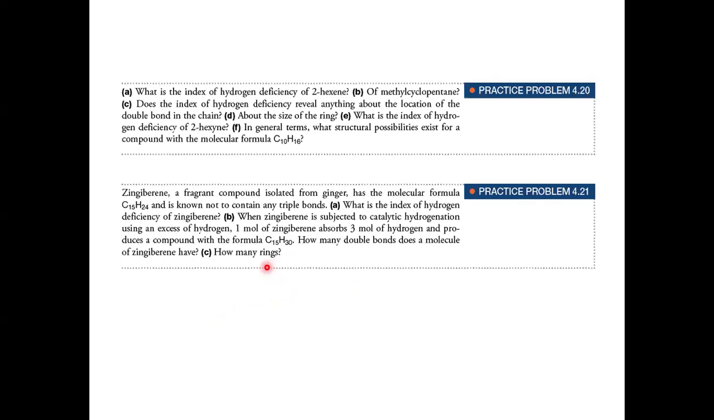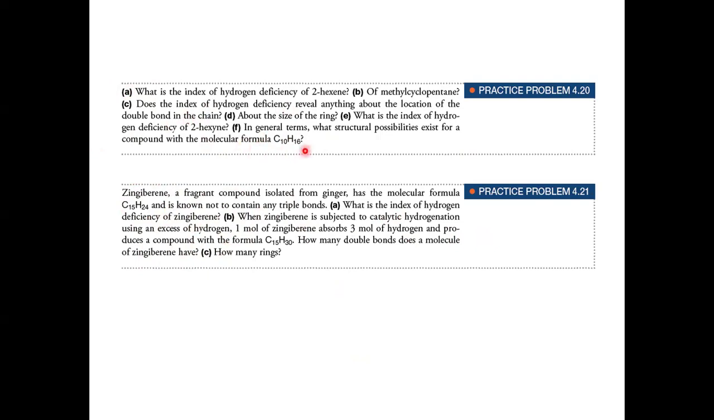So you will have your problem set. What is the index of hydrogen deficiency for 2-hexene and methylcyclopentane? Does the index of hydrogen deficiency reveal anything about the location of the double bond? Does the index of hydrogen deficiency reveal anything about the size of the ring? What is the index of hydrogen deficiency of 2-hexene? Now you can practice on this, so note I'm going to be giving a quiz for this.